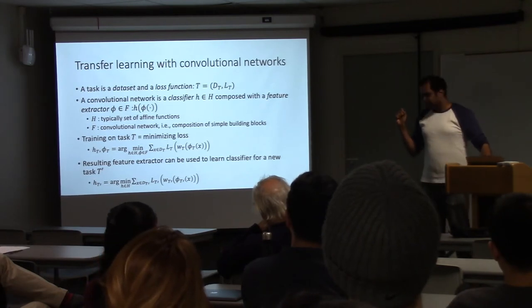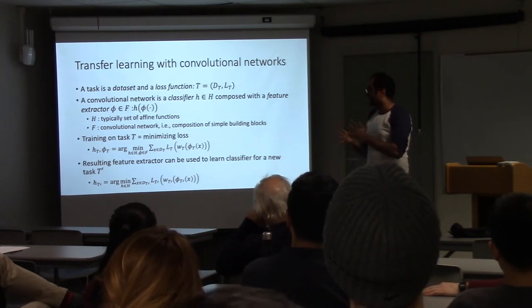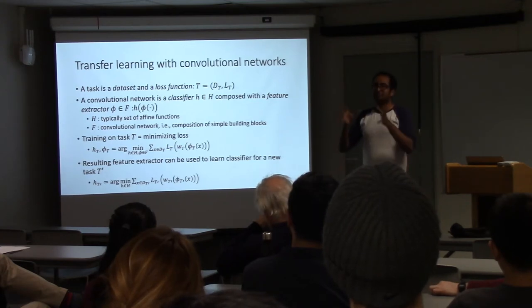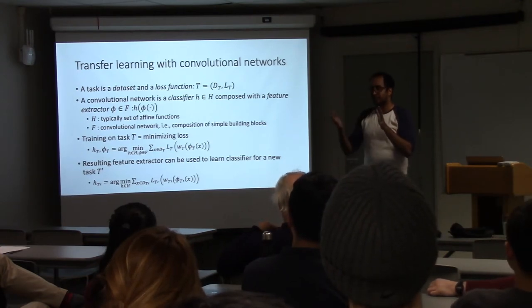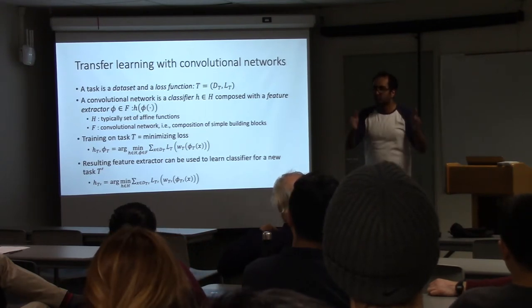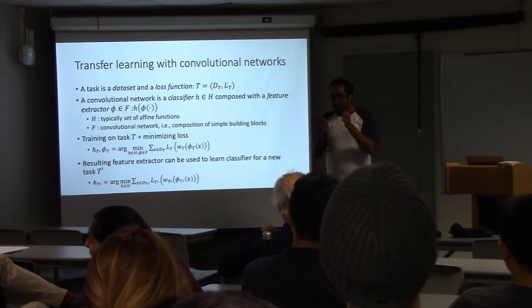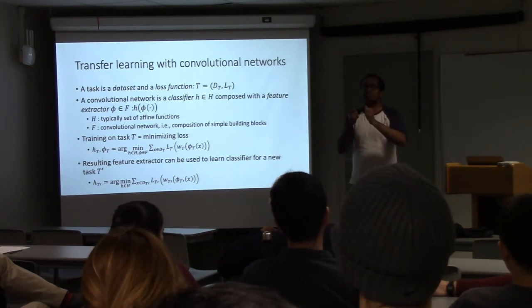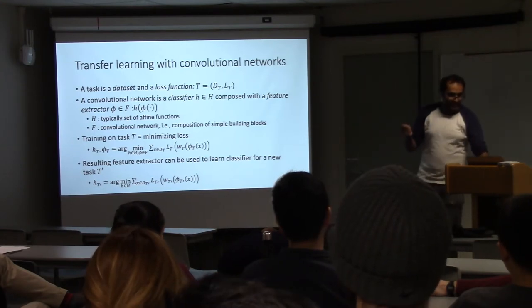Now, a priori, I hope you realize that this is a somewhat strange thing to do. We've learned this model, and there's no reason to suppose that the first n minus one layers are doing anything reasonable for this other task. You've trained it on this 1,000 class problem. All our intuition suggests that it has learned whatever it needs to do to solve that 1,000 class problem. There is no reason to suppose that it's going to be able to learn features that are useful for any other classification problem. And yet, that's what we found.